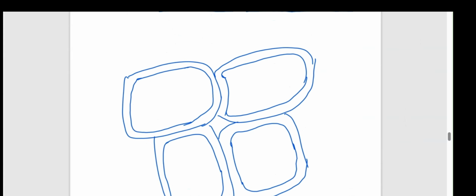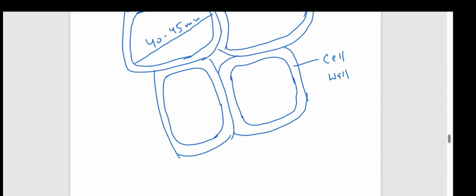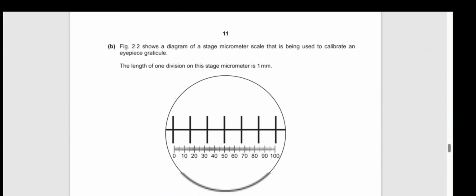Second thing is that the diameter of each plant cell or individual cells should be minimum 40 to 45 mm. So they are asking us to make the cell wall. Okay, let's see. This is the cell wall of one of the xylem vessel elements. Now moving to another part of this question.